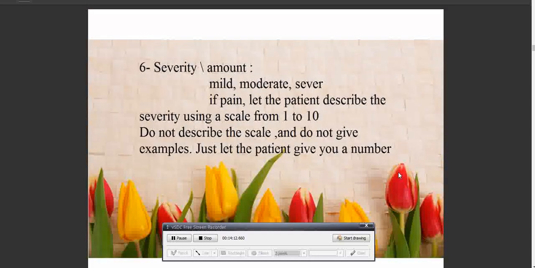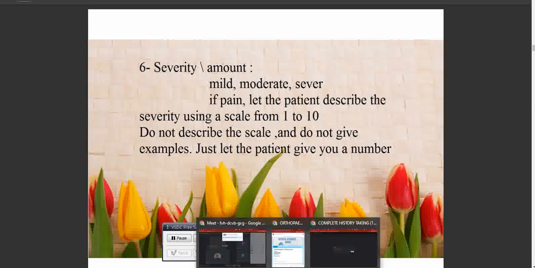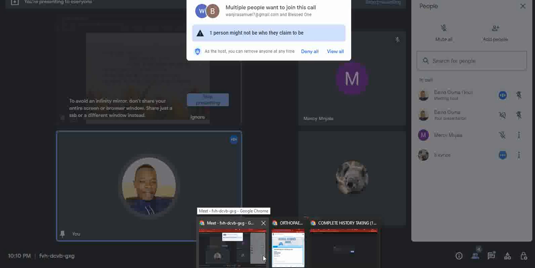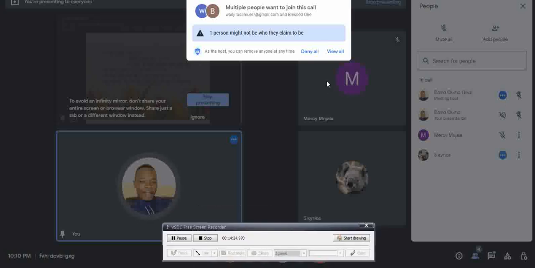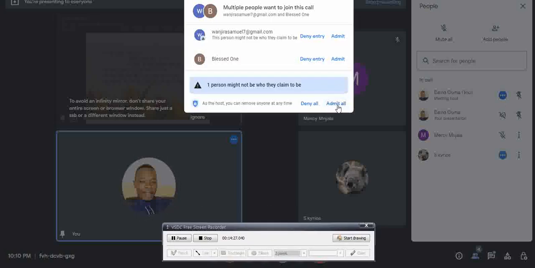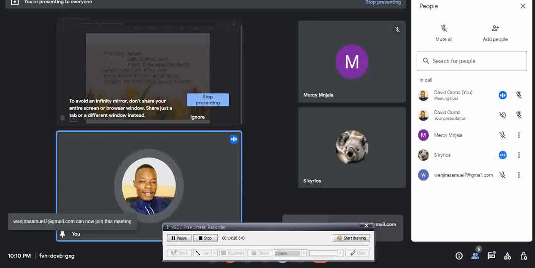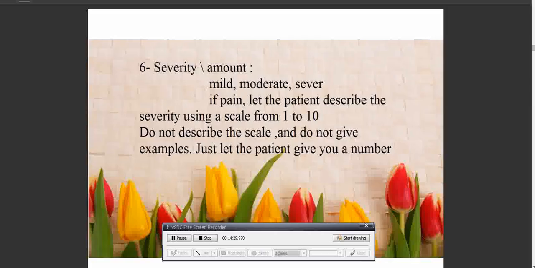Now severity, intensity. In terms of intensity, you talk about the severity of the condition, like when the condition is highly felt, enough to admit a person. That is what we mean by severity. For severity, you can use a scale from 1 to 10. Then you do not describe the scale and do not give examples. Just let the patient give you a number. I want you to be clear here.